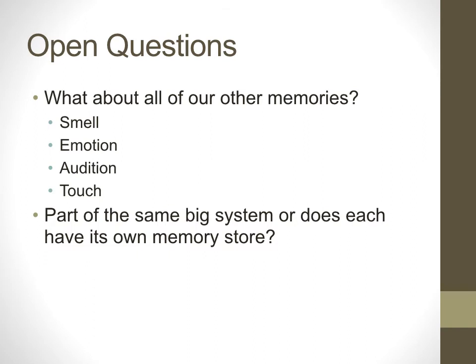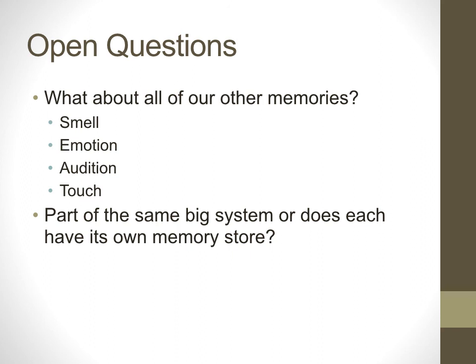So since there is just one long-term memory system for both verbal and visual memory, with this set of rules that is consistently applicable to the contents of that memory, whether it be verbal or visual, what does that mean for other memories, like memory of smell or emotion or touch or our hearing or audition? Are they part of the same system, or do they all have their own memory store?